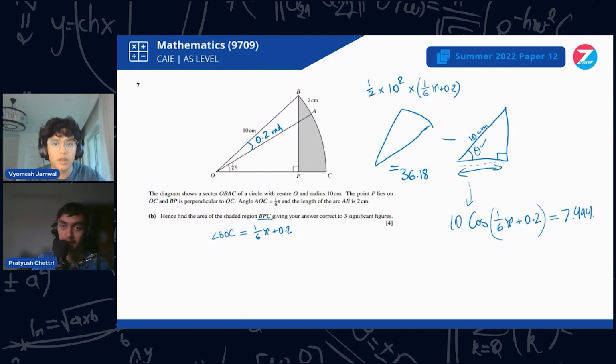And then when we multiply this by 10 and then multiply that by sine theta and divide it by 2, using the formula 1 upon 2, yeah. Let me just do that. I'm not going to write out theta. 1 over 6, 0.6 plus 0.2. That would give us 24.8.